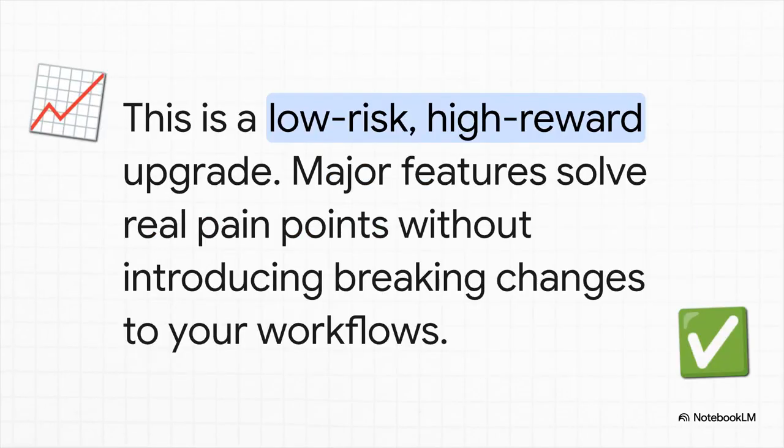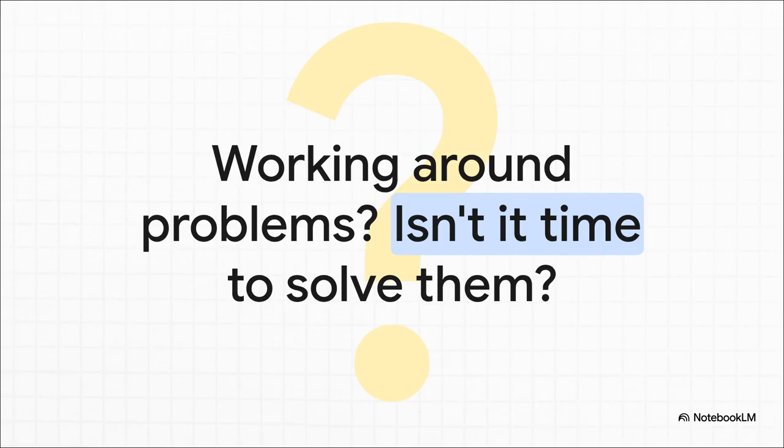And that really frames the whole value proposition here perfectly. This is a classic low-risk, high-reward upgrade. The big features solve real painful problems, and all the supporting changes add new capabilities and make things more resilient, all without introducing breaking changes to your existing setups. So I'll just leave you with this final thought. Your team has probably spent a lot of time and energy coming up with workarounds for these exact problems, for lost context, for unreliable knowledge, for automation that isn't really automated. The question this update asks is pretty simple. Isn't it time to actually solve them?